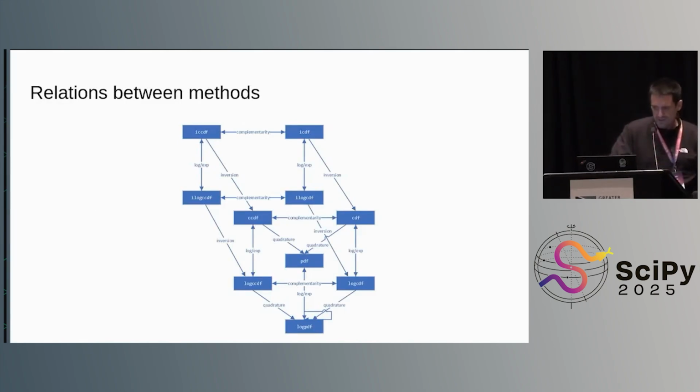So the idea here is that we only define the PDF, but you get all of the methods through these relations that exist between methods. Matt made this plot. You have complementary relationships between a complementary CDF and a regular CDF. Some things you can take a log or exponential to get to, invert, do quadrature, or differentiate to go the other way. I think you need to define the PDF though.